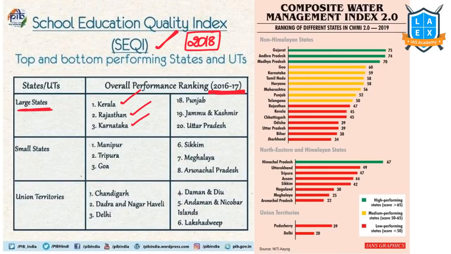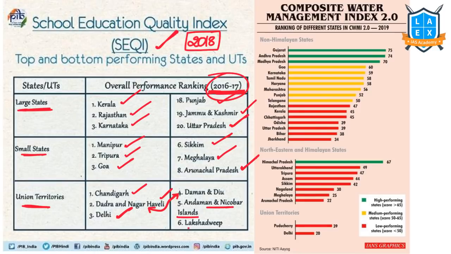And which are performing worst? Punjab, Jammu and Kashmir, Uttar Pradesh, large states. Among the smaller states, Manipur, Tripura, Goa are performing well. Sikkim, Meghalaya, Arunachal Pradesh are performing badly. Among the union territories, Chandigarh, Dadar Nagar Haveli, Delhi are performing well. Of course, now Dadar Nagar Haveli and Daman and Diu are merged. Earlier when they gave this ranking, these two were different. Andaman Nicobar Islands, Lakshadweep, these 3 were performing worse. So this is School Education Quality Index.